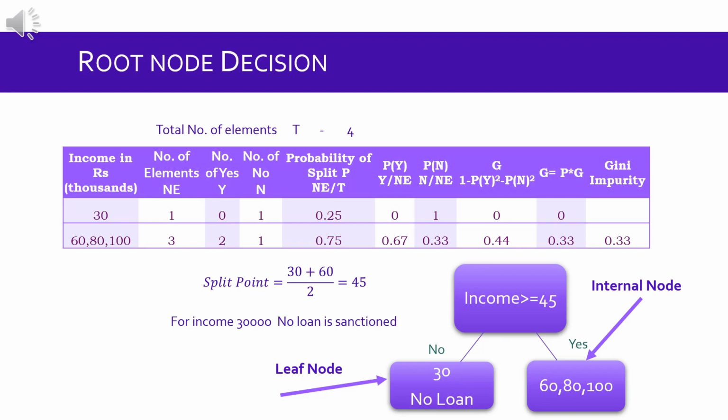Loan application is rejected for all the elements in the first subset. Hence, it is a leaf node. Whereas the second subset is an internal node since for two elements, loan sanction is approved and for one, it is rejected.